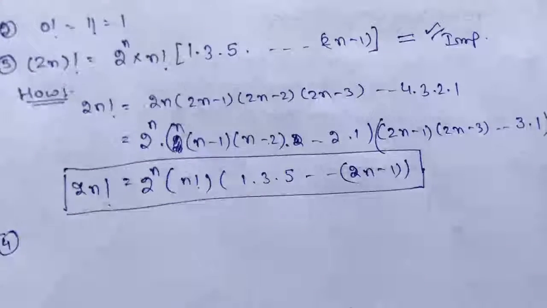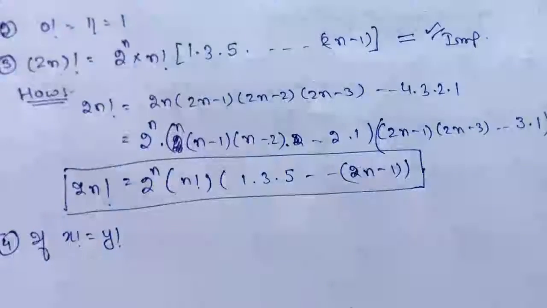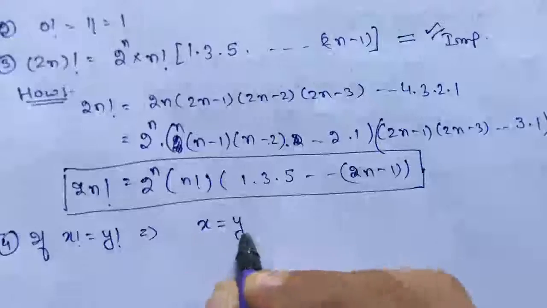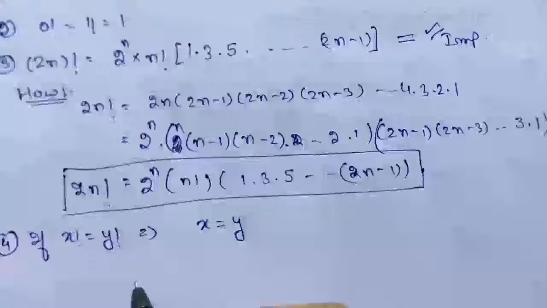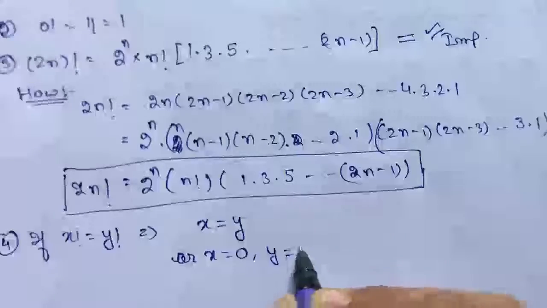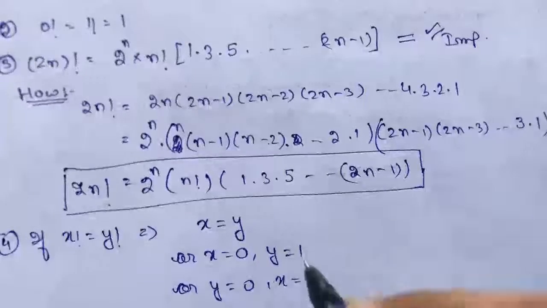Fourth point will be: if x factorial is equal to y factorial, this implies x is equal to y, or x is equal to 0 and y is equal to 1, or y is equal to 0 and x is equal to 1.